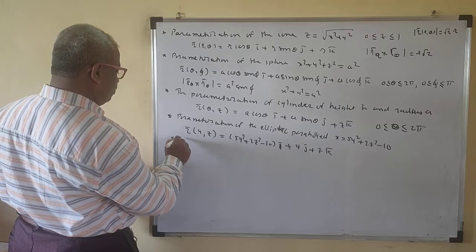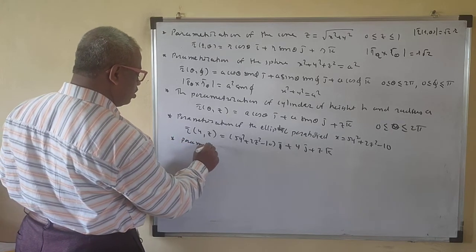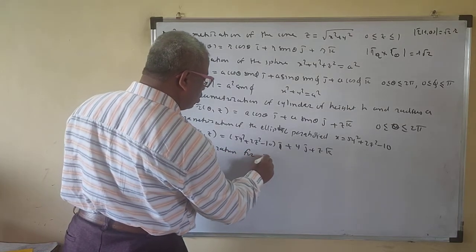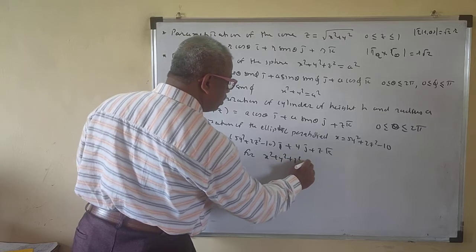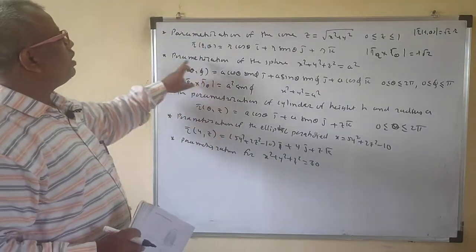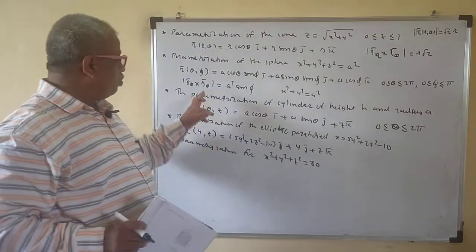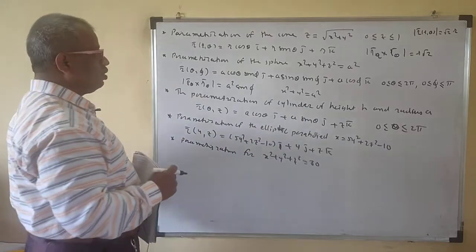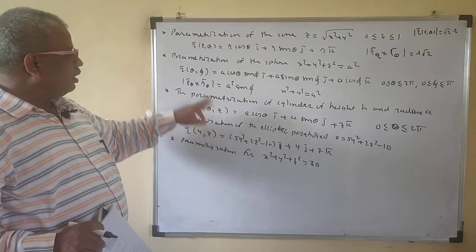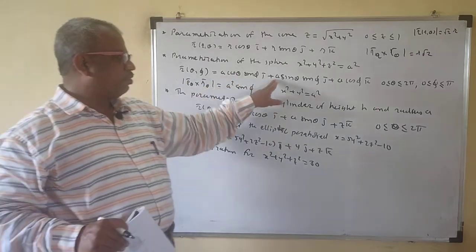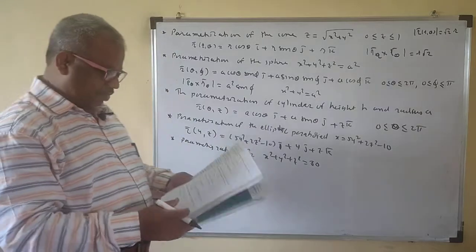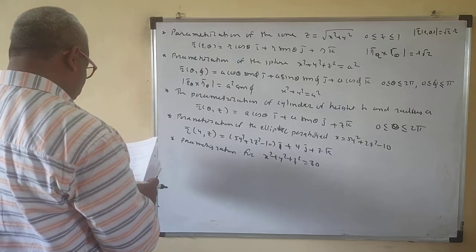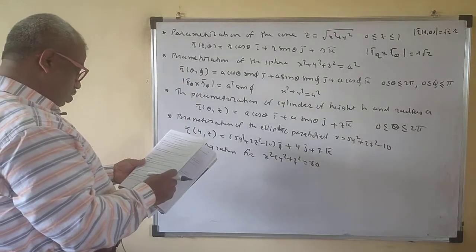Parameterization for x squared plus y squared plus z squared is equal to 30. We have seen the parametric equation of the sphere. This is the sphere, and here we have to replace a is equal to root 30. So this is root 30 cos theta sin phi, root 30 and so on, and the ranges of these are the same. These are the parametric equations for the sphere. We only have to write a is equal to root 30.